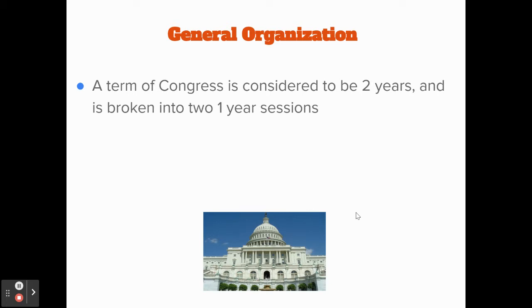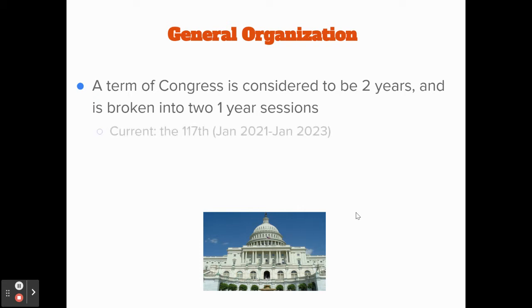And we do this because the House of Representatives could potentially reset every 2 years, because the House has to be reelected in its entirety every 2 years. So when we look at Congress, we look at Congress as a whole in a 2 year cycle. And that's a term of Congress. And each one of those years is referred to as a session.